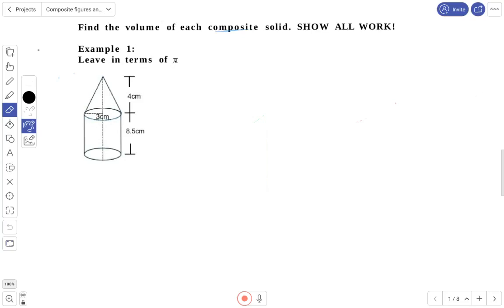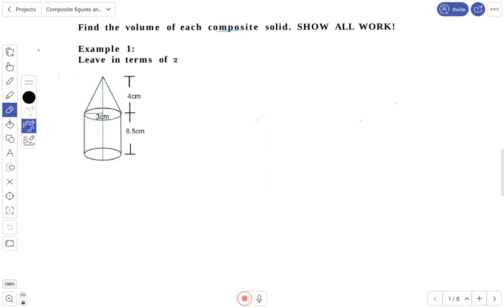Hi guys, we are going to continue talking about volume in the next video and the one after that. Today, this video is going to be talking about finding the volume of composite solids.